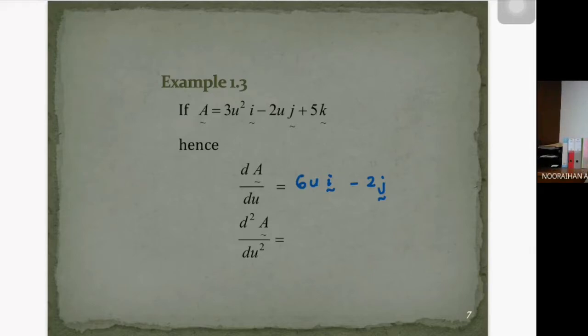Okay, next, d squared A/du squared. That means you have to differentiate again. Differentiate this value. So you will get 6i. This is the answer for d squared A/du squared.